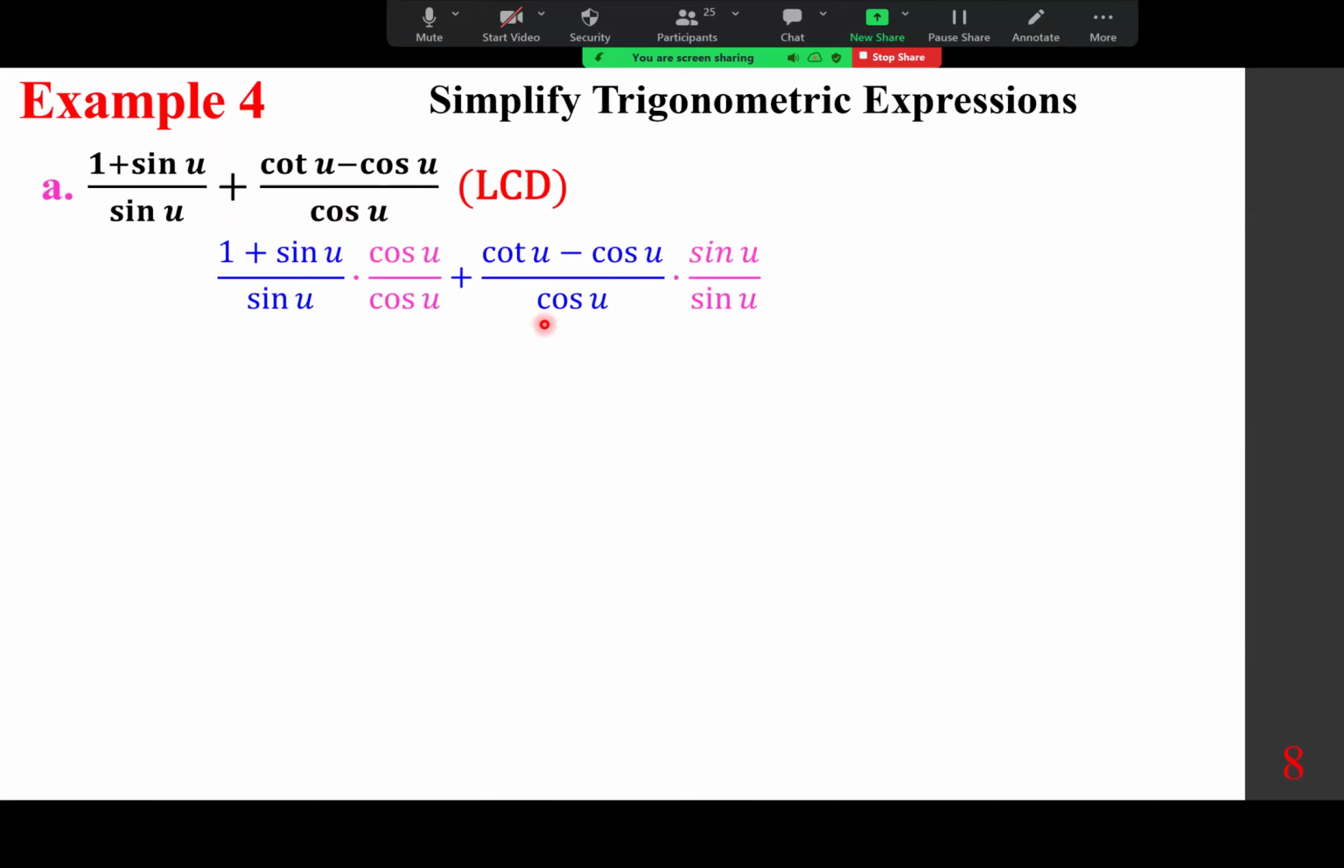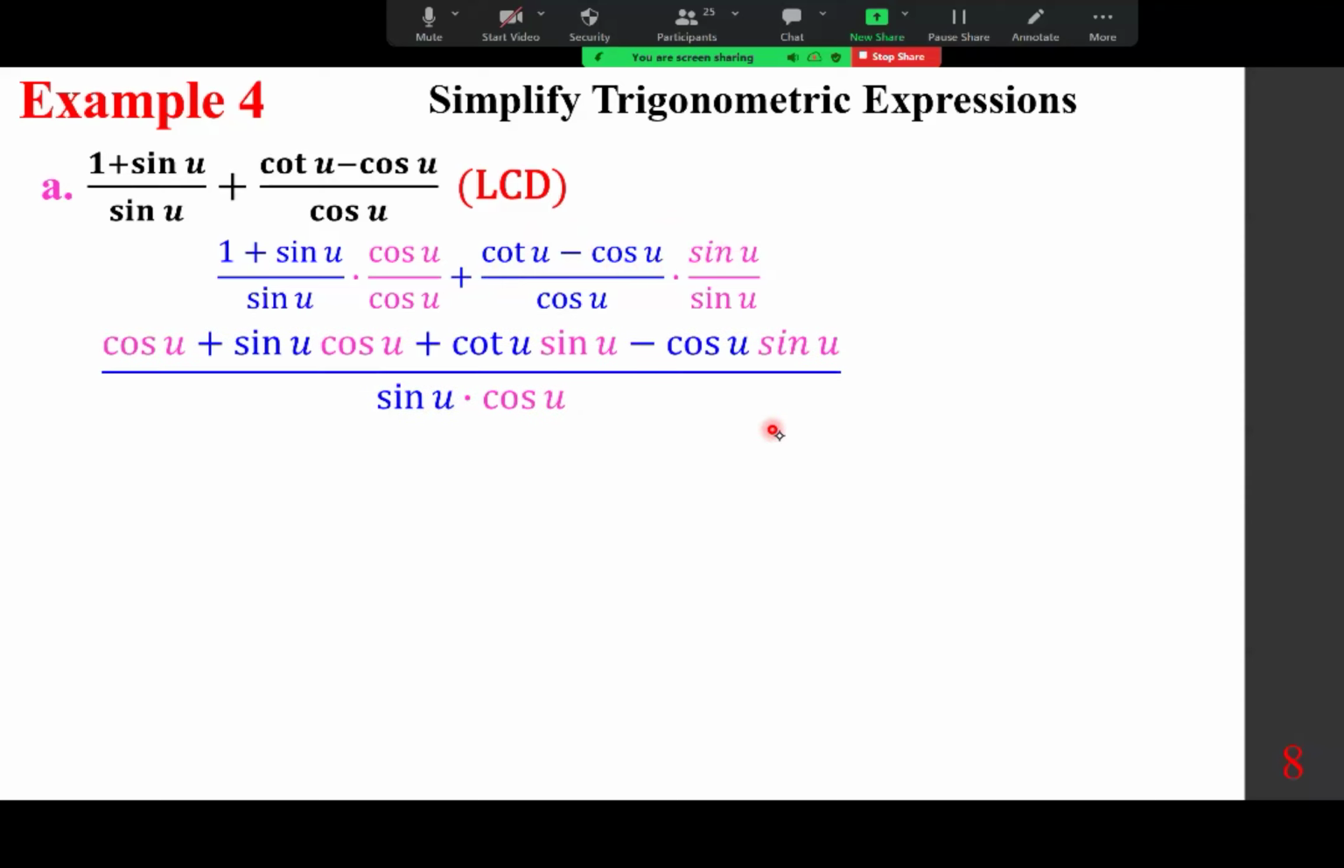And whether you write this step or not is not important. You are a pre-calculus student. You should recognize that. And so the denominator in both cases is sine u, cosine u, in any order you want to write it. And we're going to multiply the top here. We get cosine u plus sine u, cosine u. We're going to multiply these two. We get plus, and this is a plus, so we don't have to worry about anything. So we get cotangent u sine u minus cosine u sine u. So the denominator is established as sine u, cosine u, and the numerator you simply multiply to get the answer.